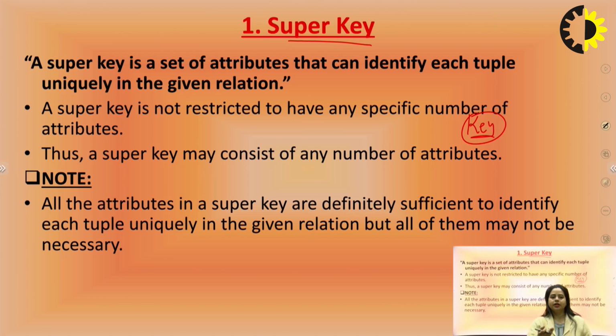Basically, whatever I've studied before, the definition of key is the definition of super key. Super key is a set of attributes with the help of which we can uniquely identify the rest of the tuples or all the attributes in a given relation.